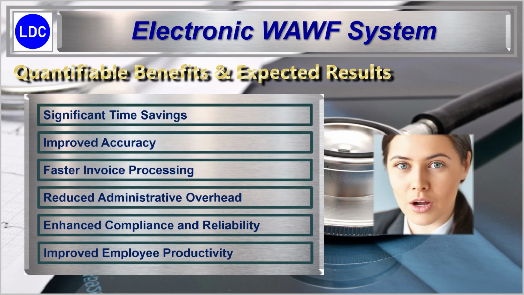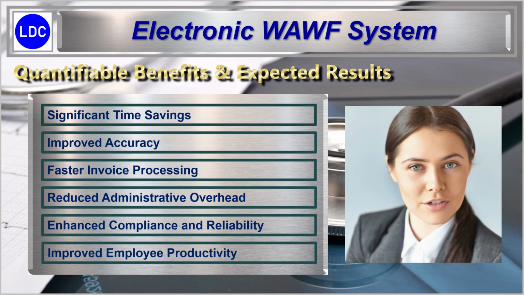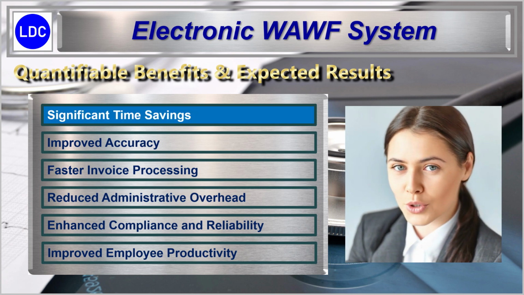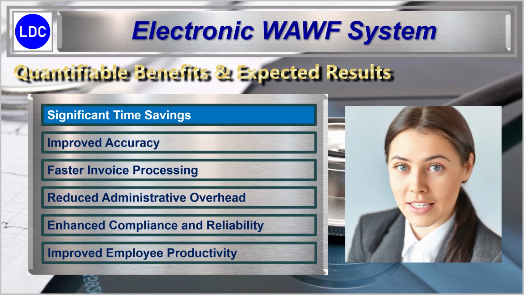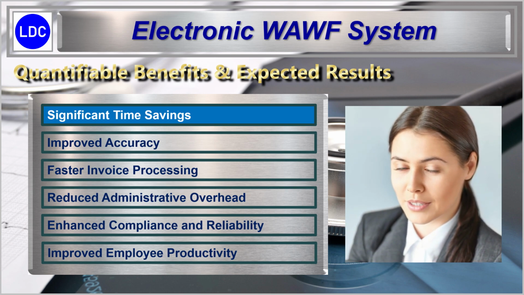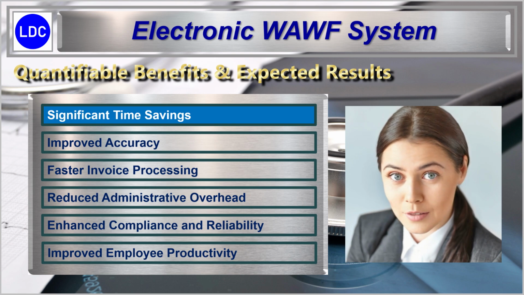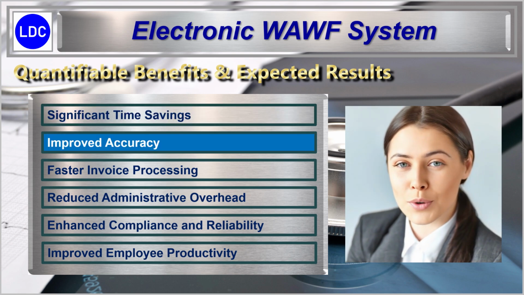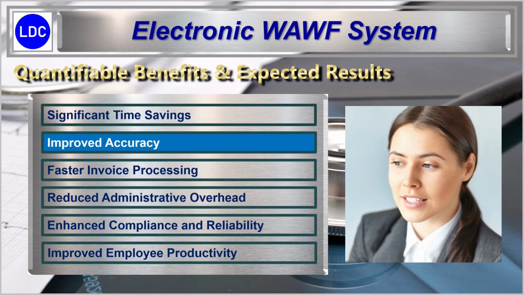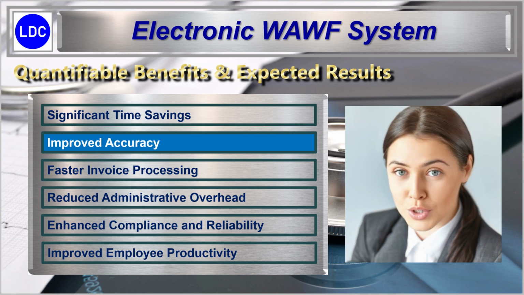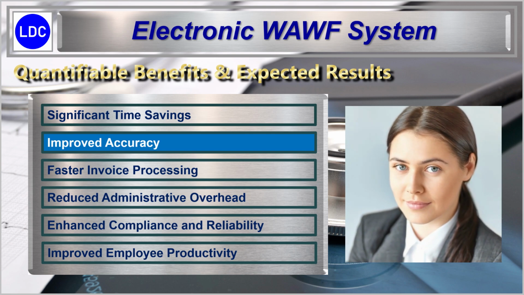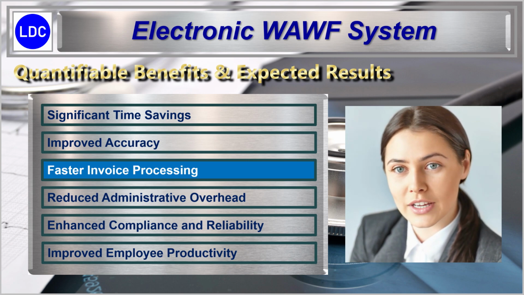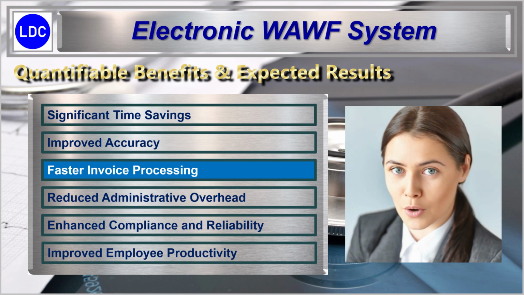The LDC electronic WAWF system delivers the following quantifiable benefits and expected results. This includes significant time savings by eliminating the manual data entry associated with the WAWF website entry, which frees personnel for higher value activities. This also removes human data entry errors and ensures consistent formatting and compliance with WAWF requirements. Faster invoice processing reduces submission time from hours to minutes while accelerating billing cycles and improving cash flow.